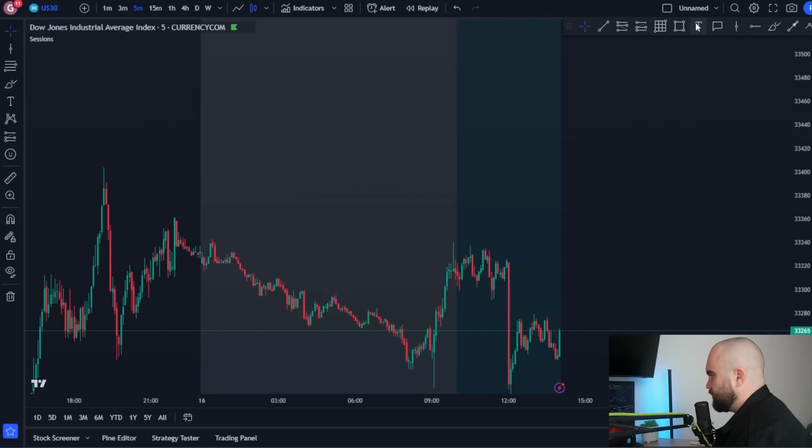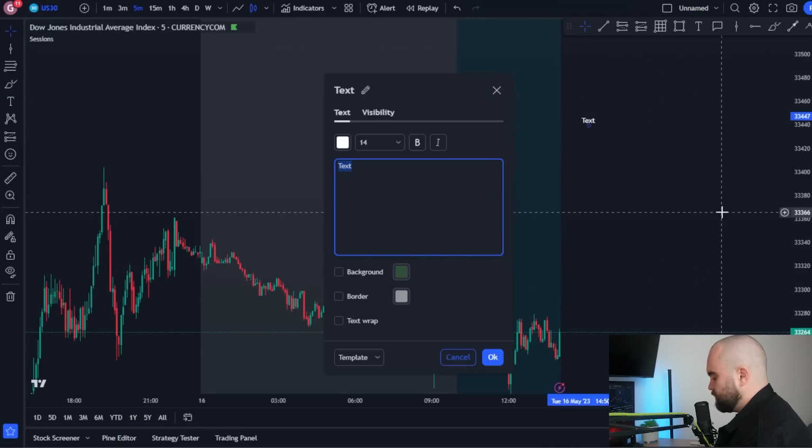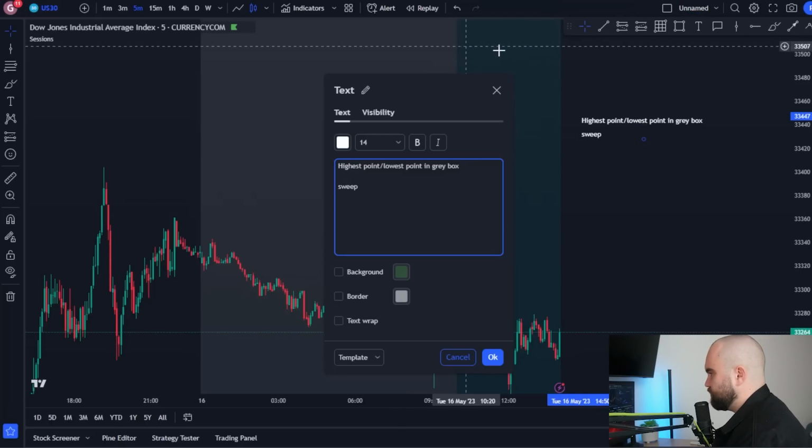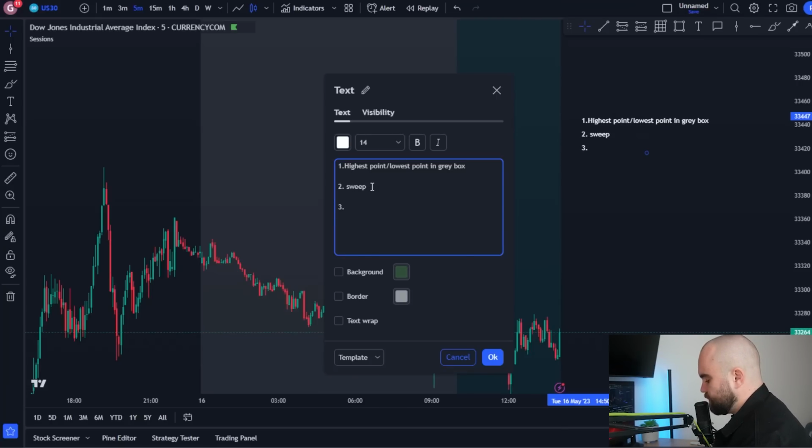And now what we are looking for is very simple. We're looking for the highest point and lowest point in that gray box. And then we mark that out and we wait for a sweep in the blue box. So once it opens, we look for a sweep, and then once the sweep happens, we look for a change of character. Then we enter on the fair value gap.